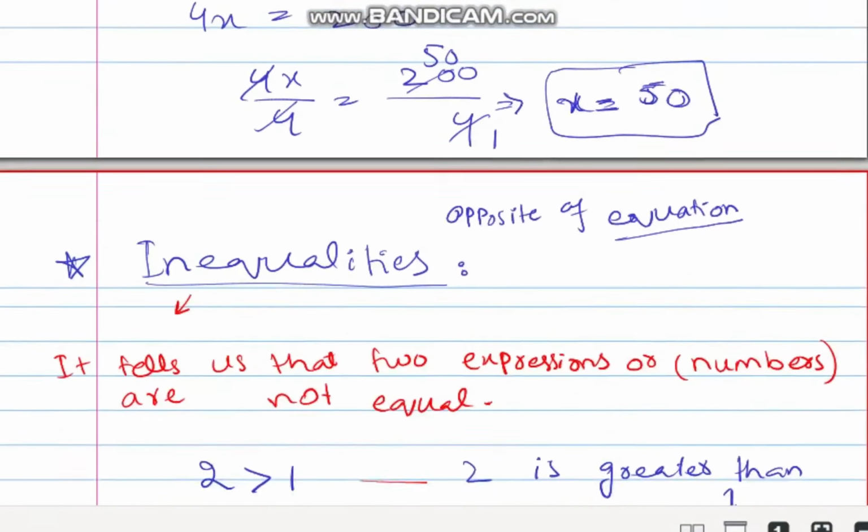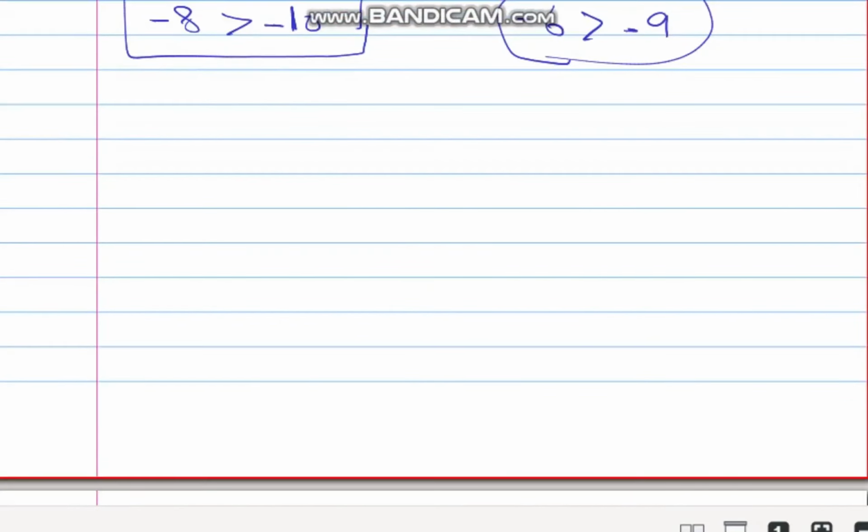Now, these are the numbers, but now we will talk about the expressions. Let me write here: inequalities in expressions. We discussed the inequalities in numbers. Now we are discussing the inequalities in expressions.